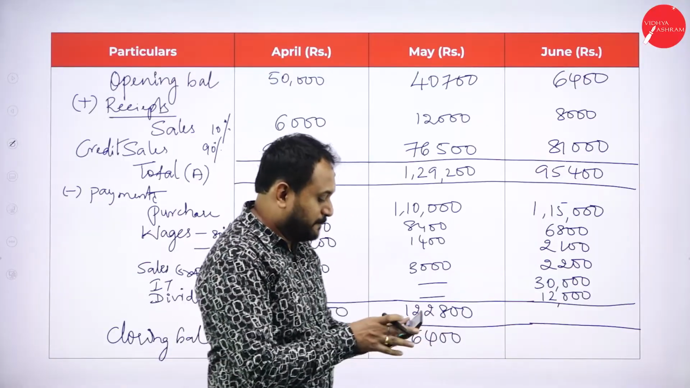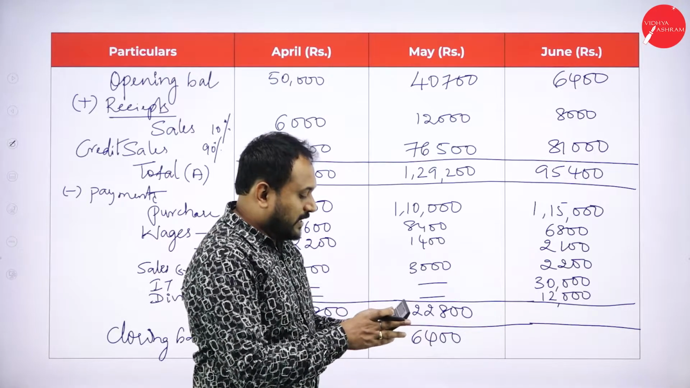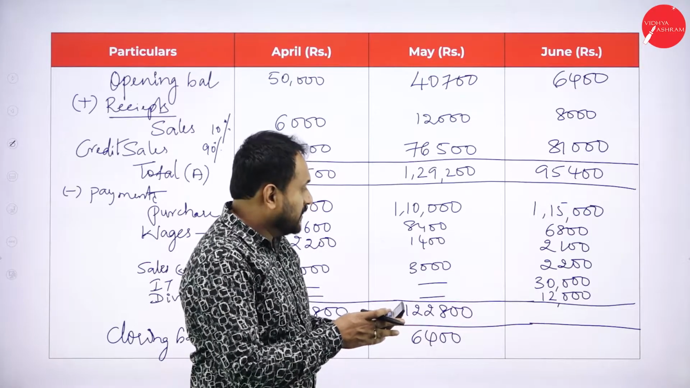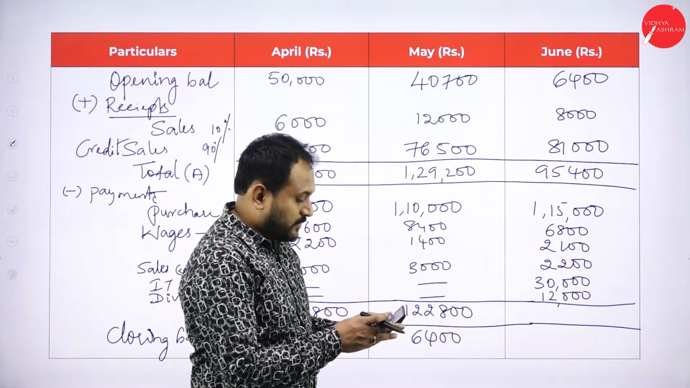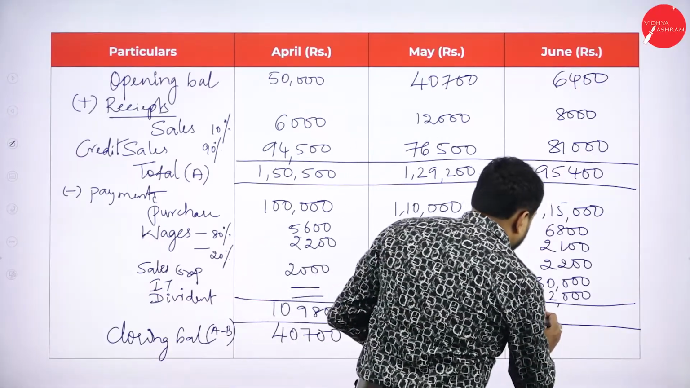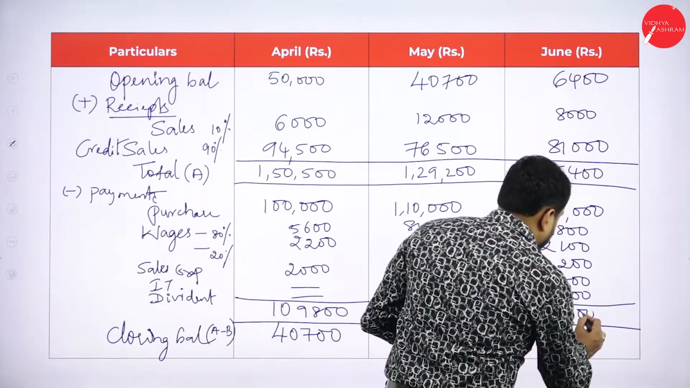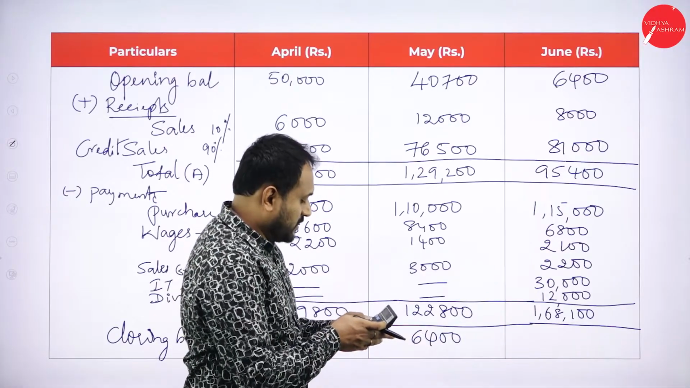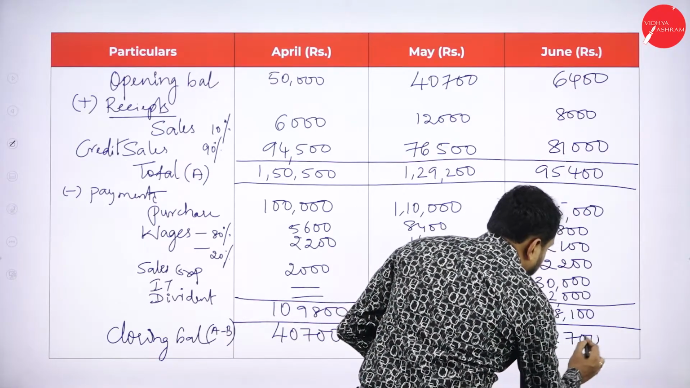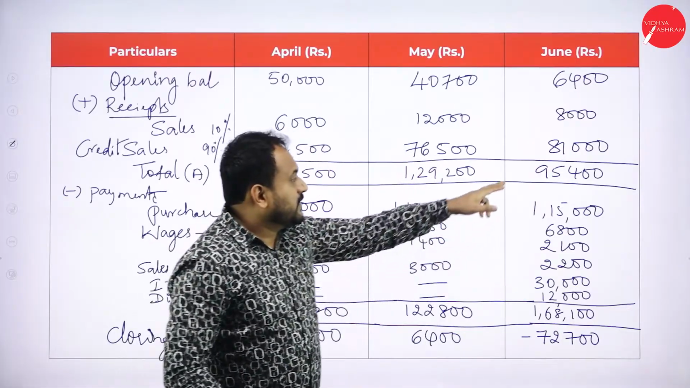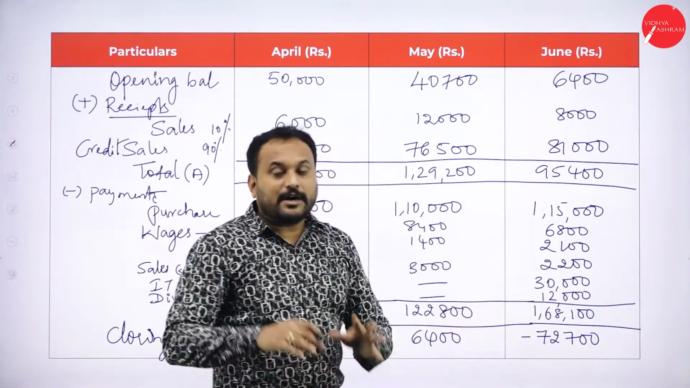Let's check the closing balance here. 1,15,000 plus 6,800 plus 2,100 plus 2,200, then we have 30,000 plus 12,000. So we have 1,68,100. 1,68,100 minus 95,400. So 72,700, but negative. That means receipts are less, payments are more. So what happens is, now I need to go for overdraft.